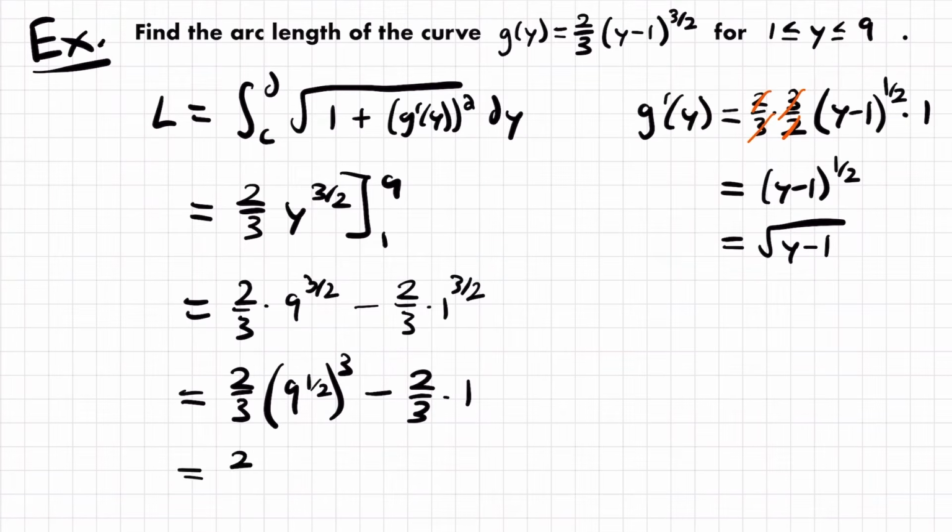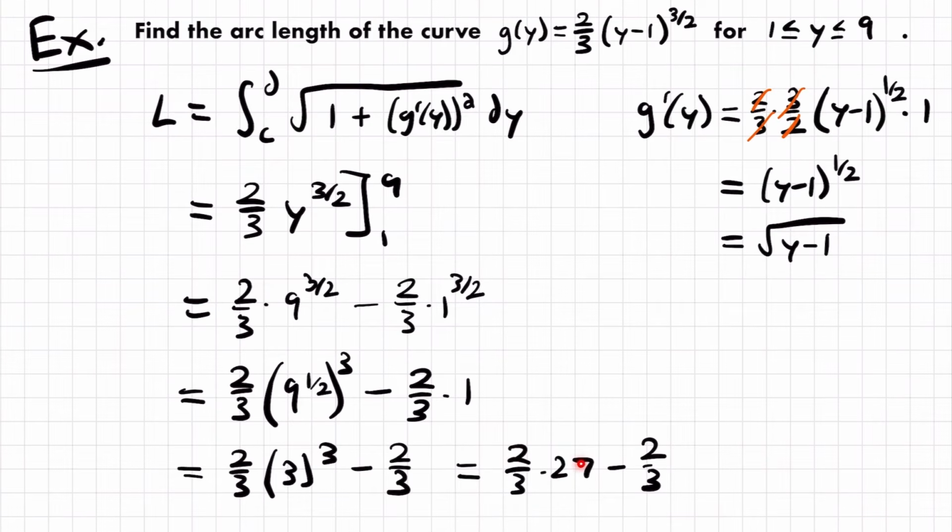And so this is equal to 2/3 times 3 cubed minus 2/3, and 3 cubed is equal to 27, and so this is equal to 2/3 times 27 minus 2/3, and then 2 times 27 is 54, so this is equal to 54/3 minus 2/3, and so then 54/3 minus 2/3 will be equal to 52/3.